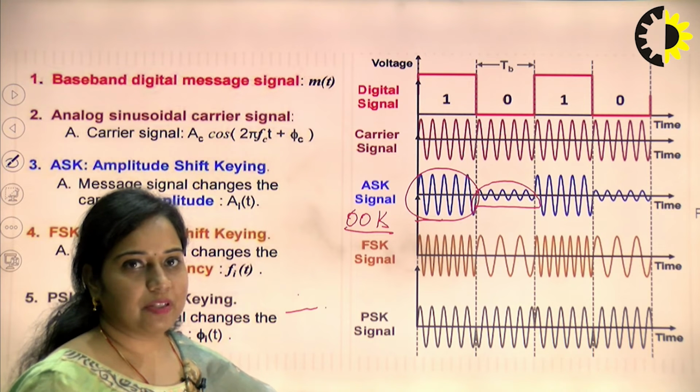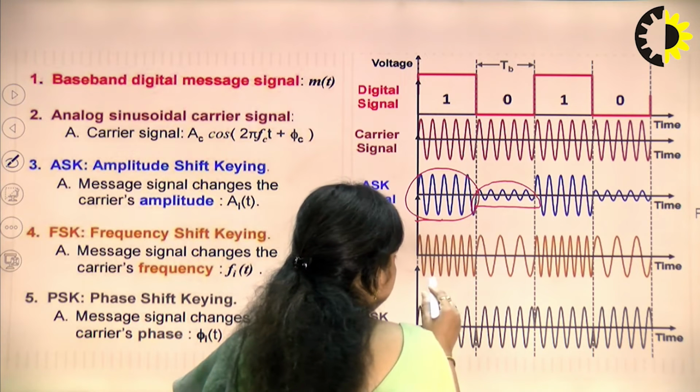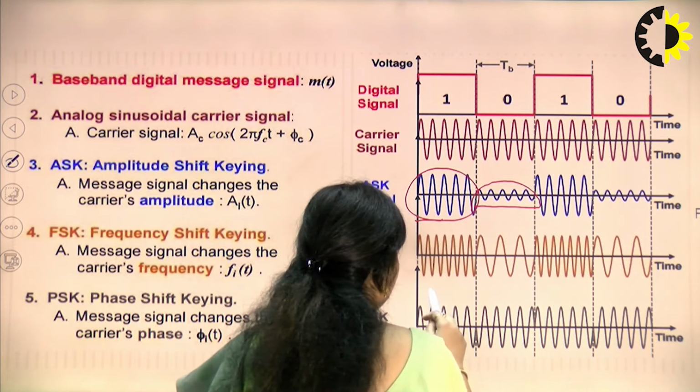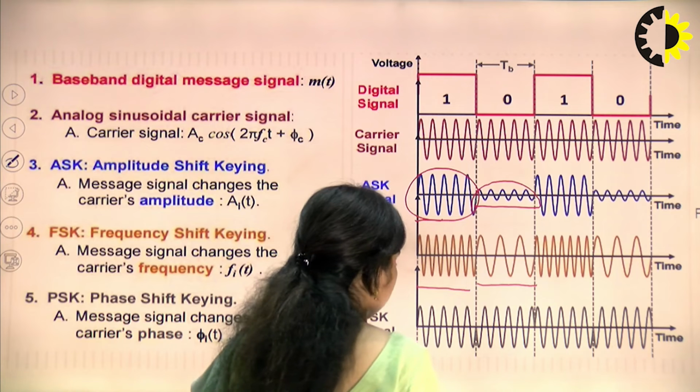Next one is FSK, that is frequency shift keying. So, in FSK, two frequencies are considered. For bit 1 a higher frequency is used, for bit 0 a lower frequency is used.